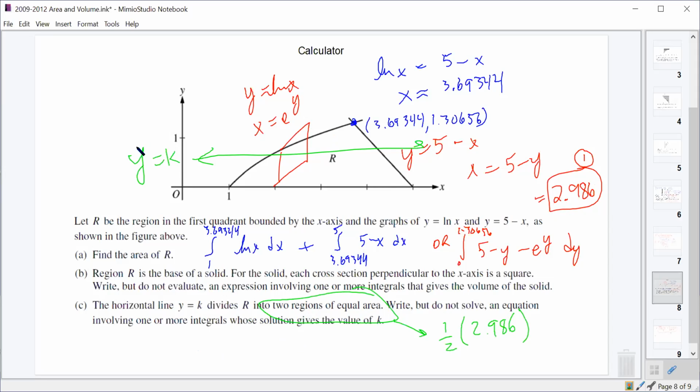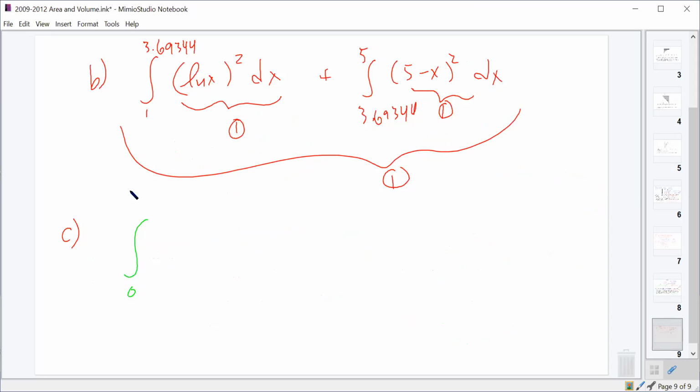And we're looking for the value of k, which is a y value. So it would probably be convenient to do this in terms of y. And so if I were to integrate from 0 to k, the right function minus the left function, that should equal half of that area, right? So if I were to integrate 0 to k, what was it, 5 minus y minus e to the y dy is equal to half of 2.986?